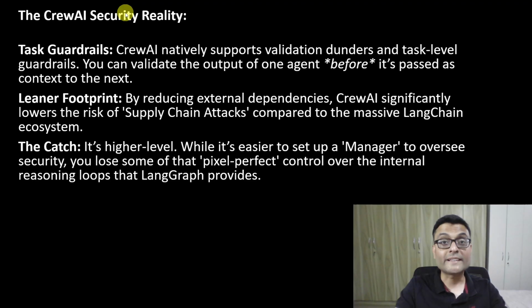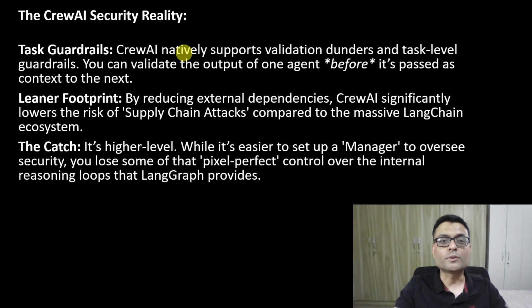Now let's look at CrewAI. CrewAI has evolved into a standalone, lean framework that prioritizes collaborative intelligence. Instead of a chain of tools, CrewAI uses agents with specific roles and goals. From a security perspective, this allows for role-based access control, which is called RBAC, at the agent level. You can give your research agent read-only access to a database while giving your manager agent the authority to trigger the deployment.